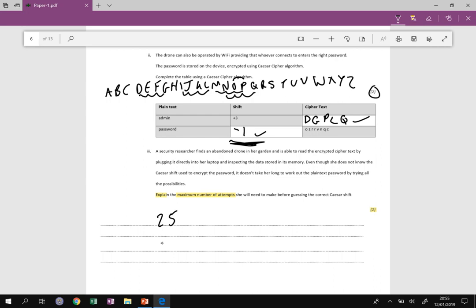And then one mark for your explanation. You could either write because there's only 26 letters in the alphabet, or you could write because 26 would shift back to the same letter in the alphabet as her first attempt, or you could say because there's only 26 possible combinations.